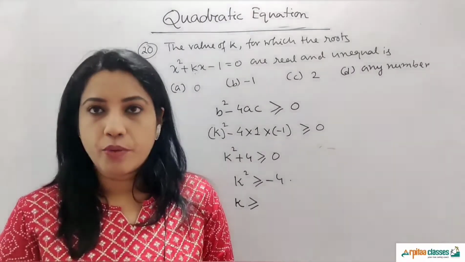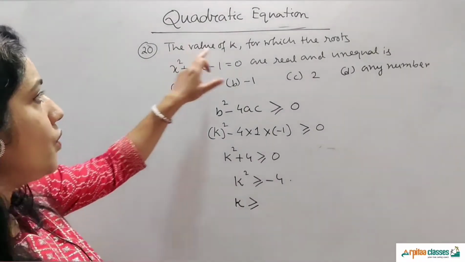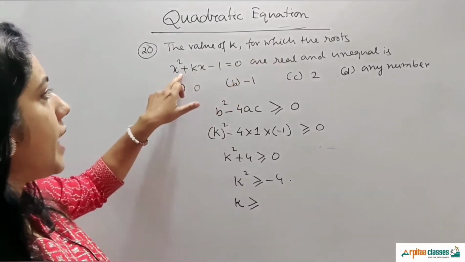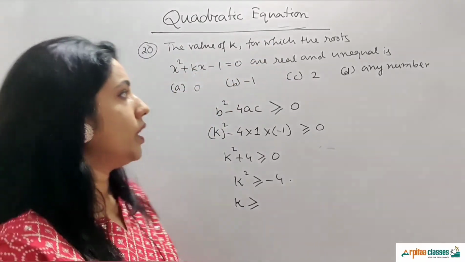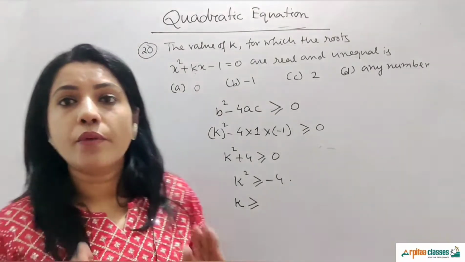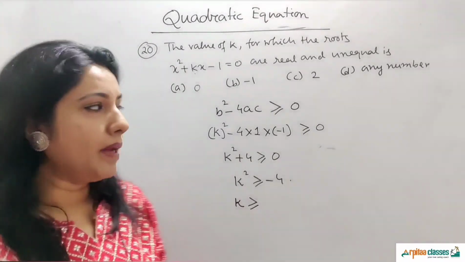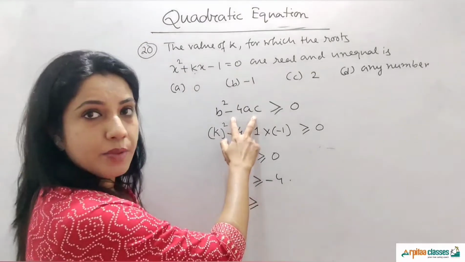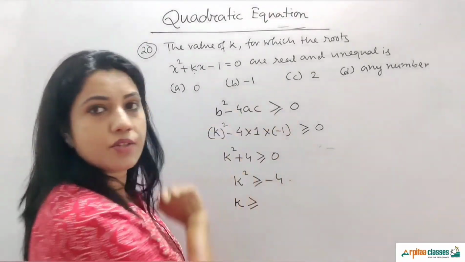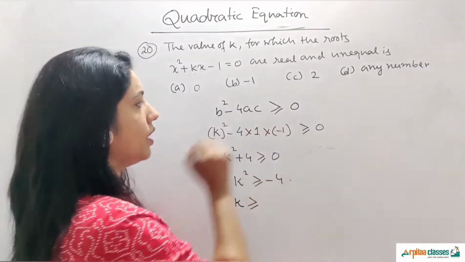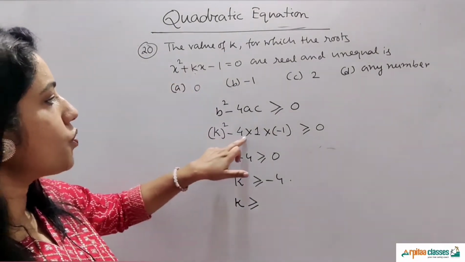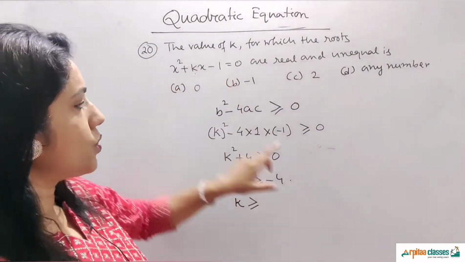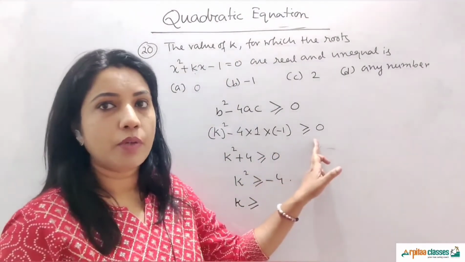So let's solve the next question. They are saying the value of k for which the roots of x square plus kx minus 1 equal to 0 are real and unequal is. So the roots are real and unequal. That means you have the criteria, that's b square minus 4ac is greater than 0, greater than equal to 0. So from here we put b square, that's k square, minus 4 into a, that's 1, into c is minus 1, is greater than equal to 0.